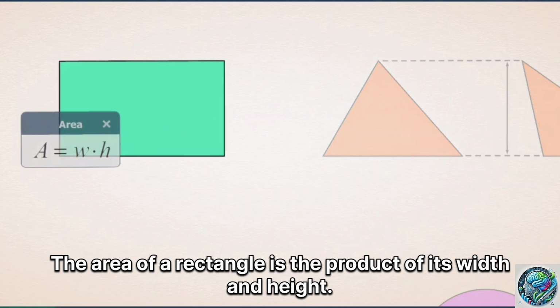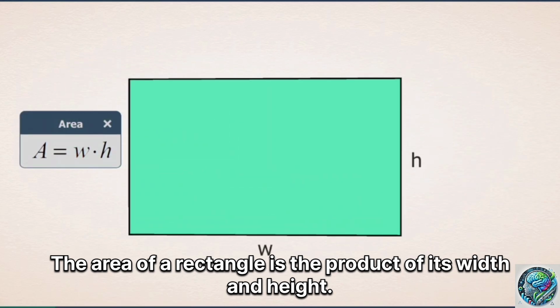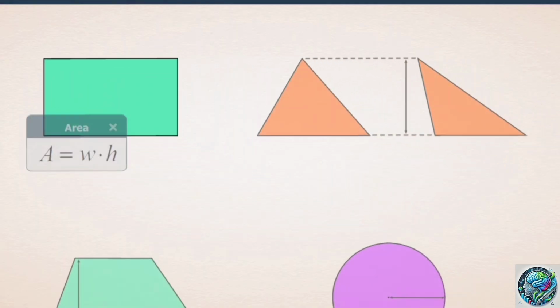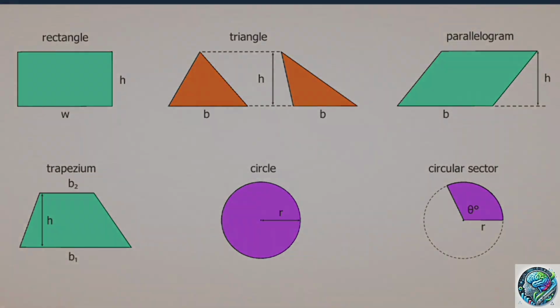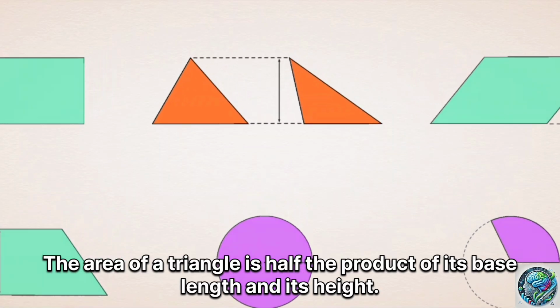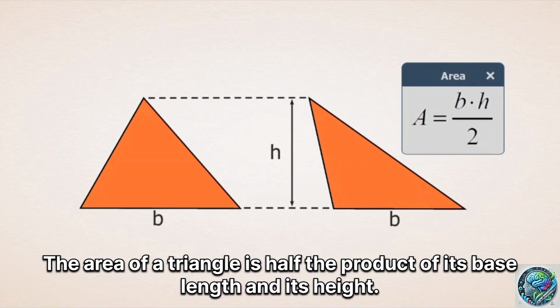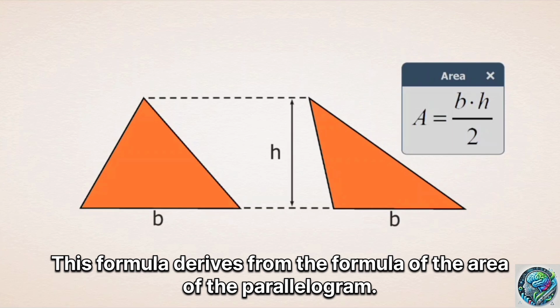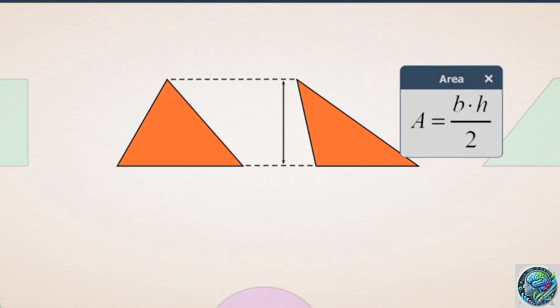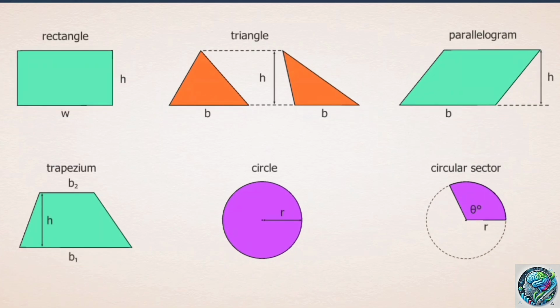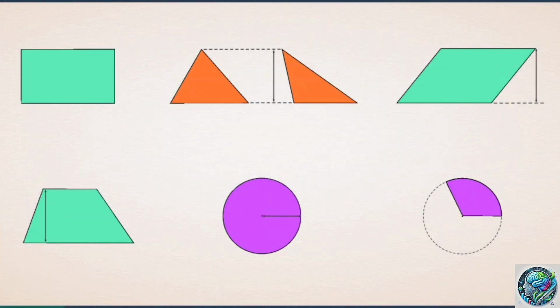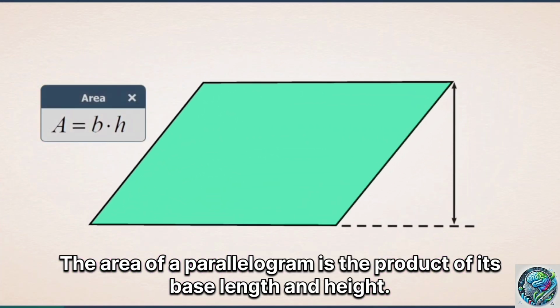The area of a rectangle is the product of its width and height. The area of a triangle is half the product of its base length and its height. This formula derives from the formula of the area of the parallelogram. The area of a parallelogram is the product of its base length and height.